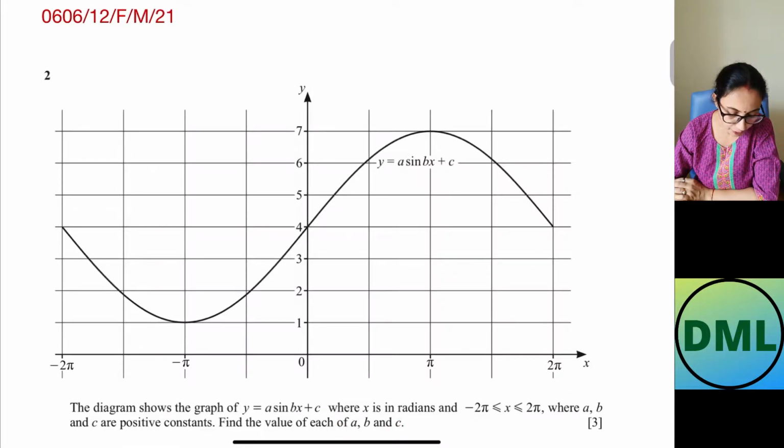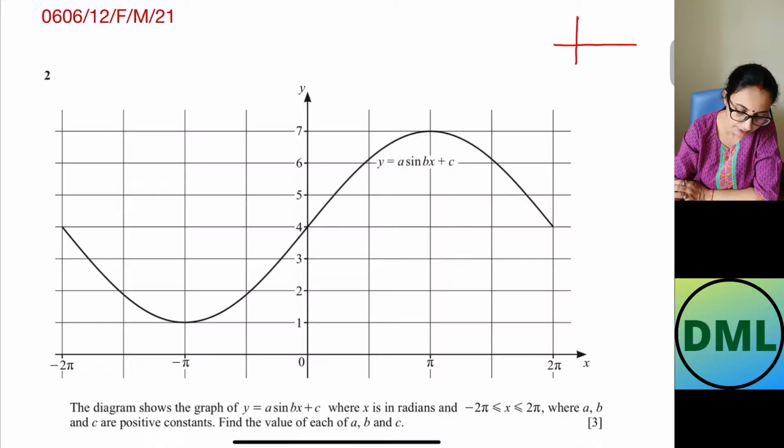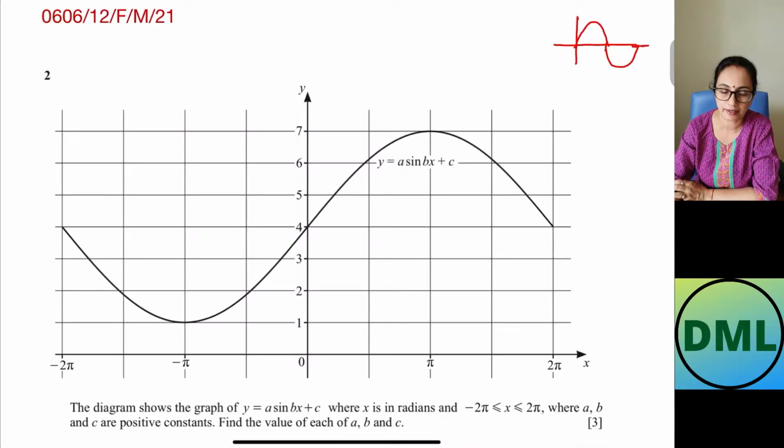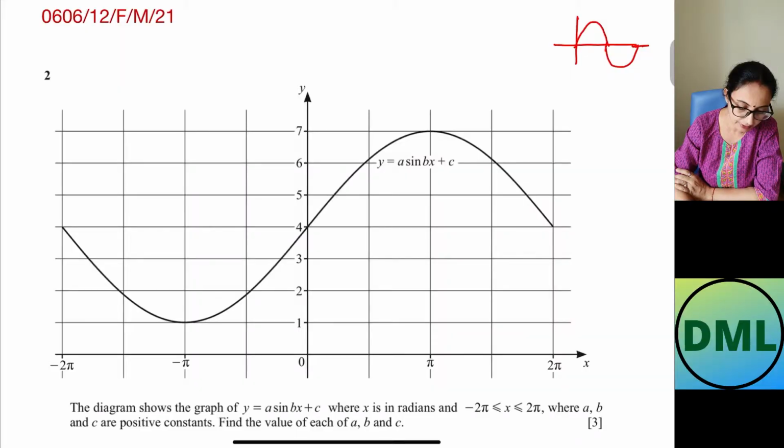As you can see from here, this is our sine graph. Our basic sine graph, we know that it will go like this. It will start from the axis, it will go up, touch the axis again, it will go down and touch the axis. Again, this is our basic sine graph. Here, we can check that our graph starts from here. At 4, it will start from here and it will go up like this and it is coming down.